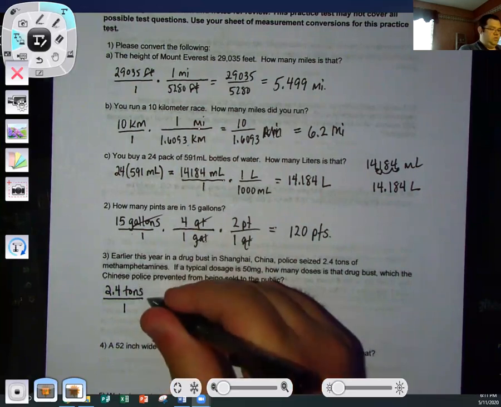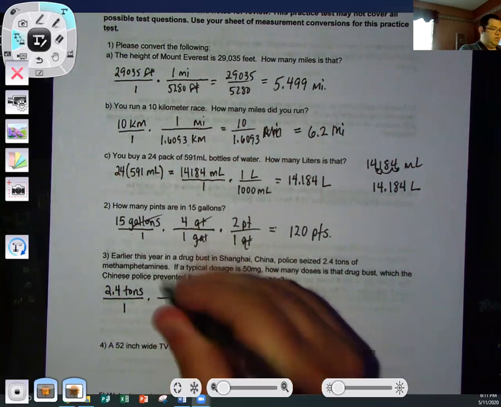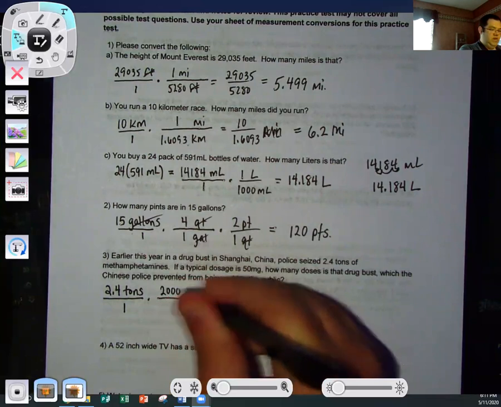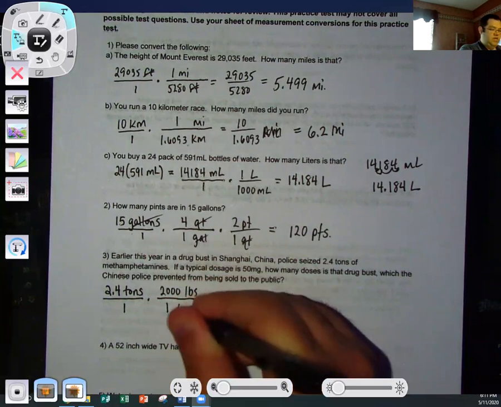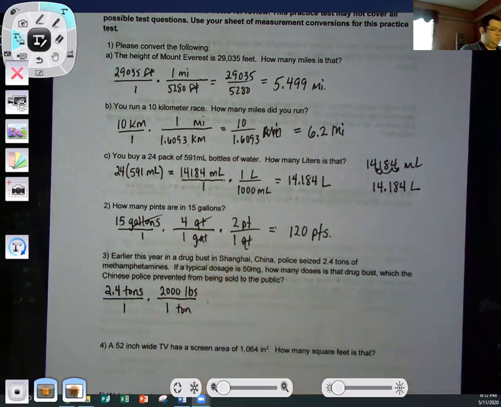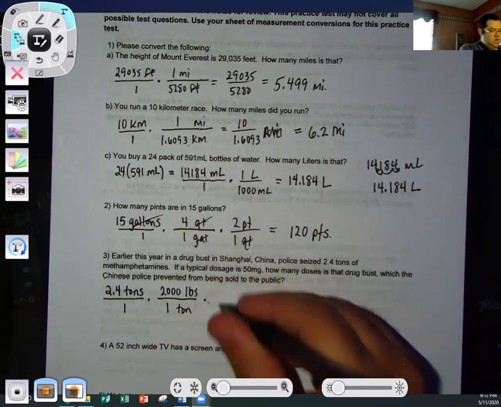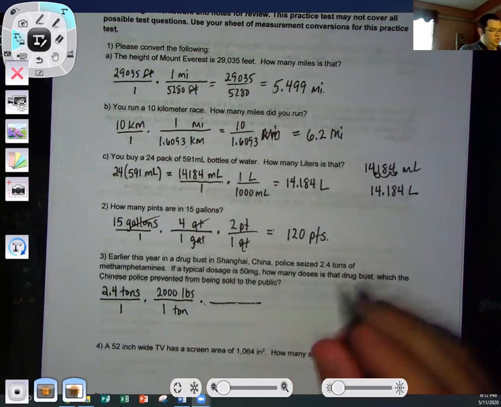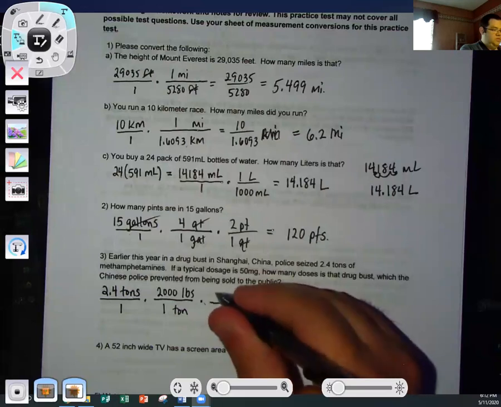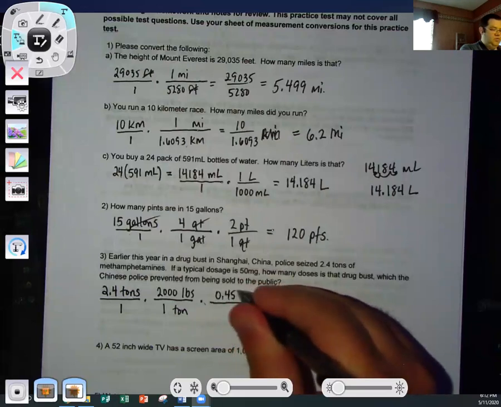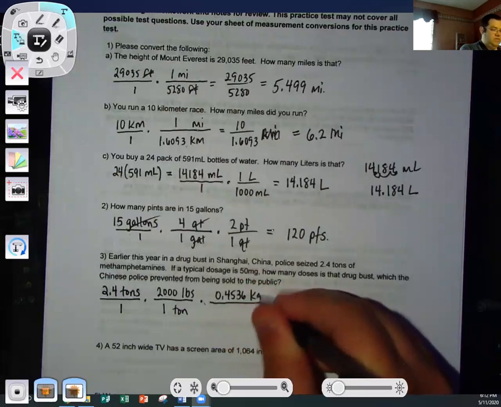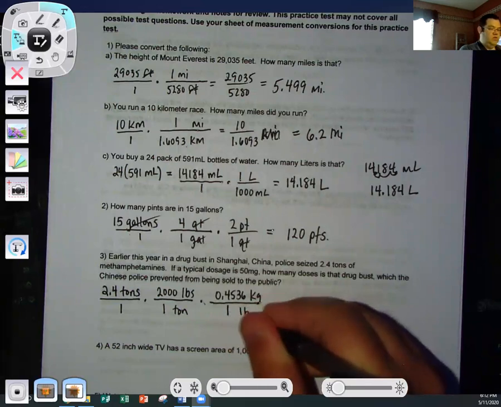So we would do 2.4 tons. We know there's 2,000 pounds in 1 ton. That's from the yellow sheet. Then we know from the yellow sheet that there is 0.4536 kilograms per 1 pound.